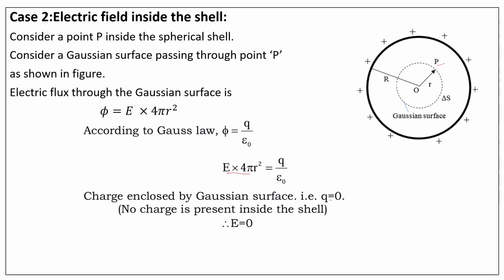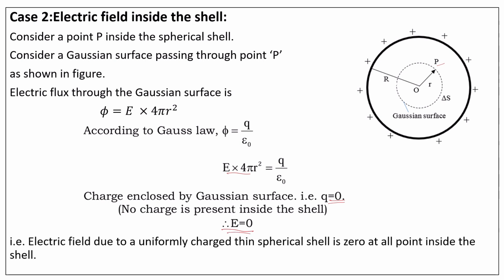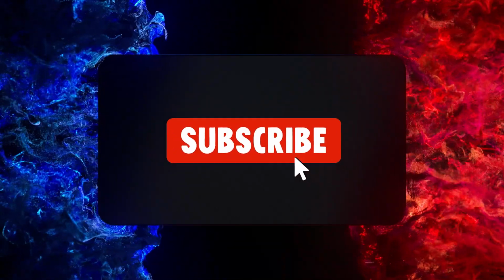Charge enclosed by Gaussian surface, that is Q, is equal to 0. No charge is present inside the shell. Therefore, E is equal to 0. That is, electric field due to a uniformly charged thin spherical shell is 0 at all points inside the shell.